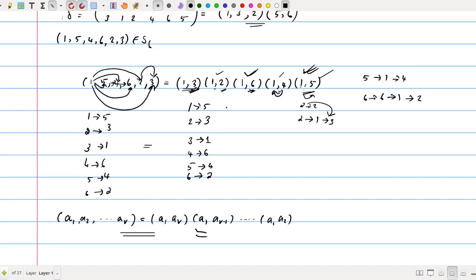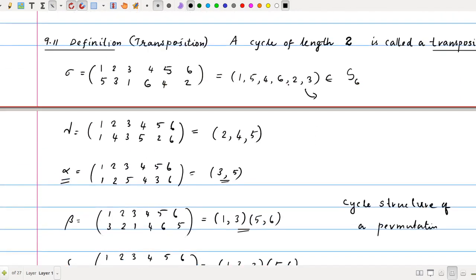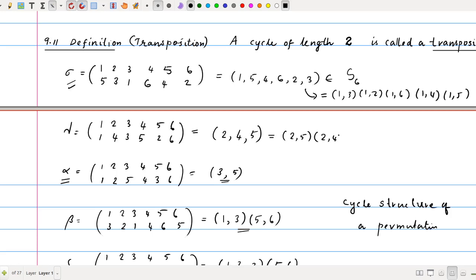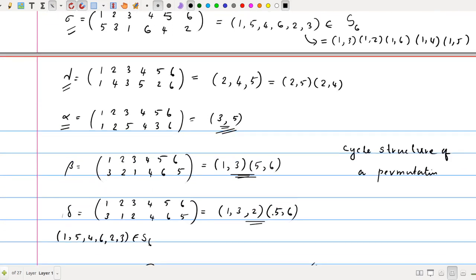Once you write this expression, this cycle can be written as a product of transpositions as (1 3)(1 2)(1 6)(1 4)(1 5). Okay, so this is the expression of sigma as a product of transpositions. Similarly, you can write this. This is a product of two transpositions, (2 5) and (2 4). So this gamma is also written as a product of transpositions. This is itself a transposition. You need not worry about that. And this is again a product of transpositions. So the first 3-cycle can be written as (1 2)(1 3), and you adjoin this (5 6).